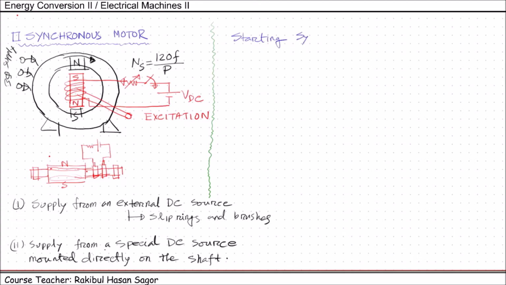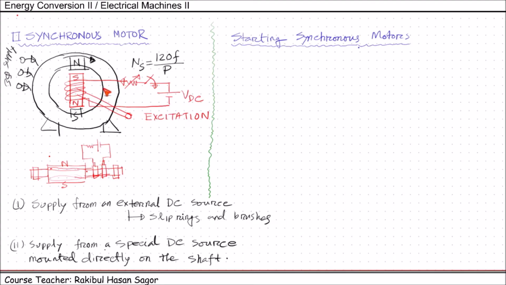Starting synchronous motors. Till now, we were considering the operating principle of this synchronous motor under the steady state condition. We considered that the rotor was rotating with synchronous speed right from the beginning, interlocked with the rotating magnetic field, and the rotor was having a constant speed. With this configuration, a synchronous motor cannot be made self-starting.